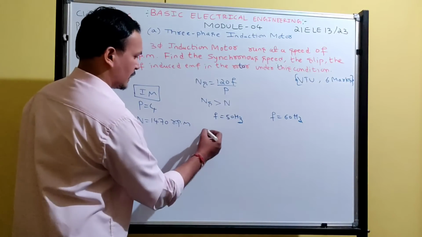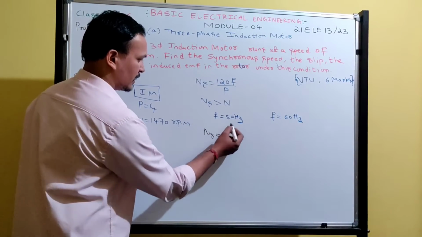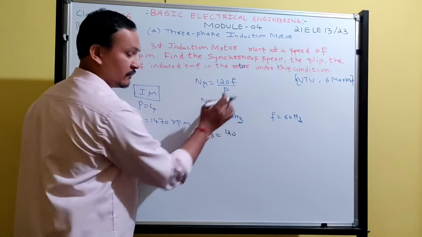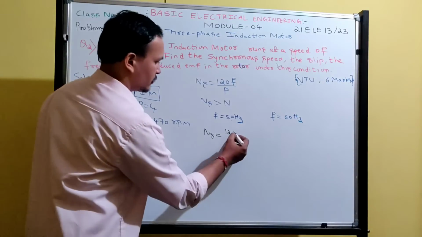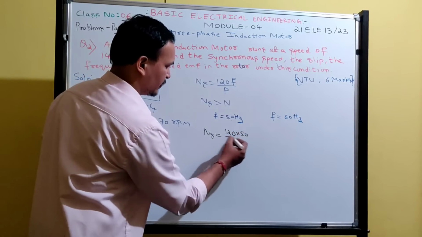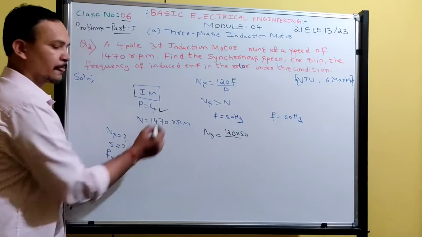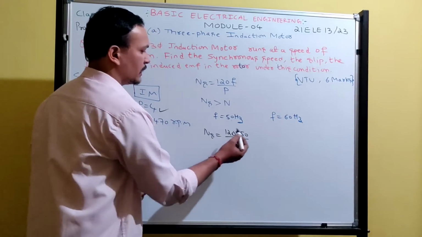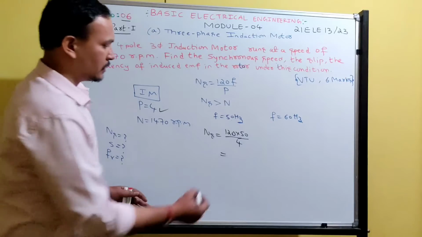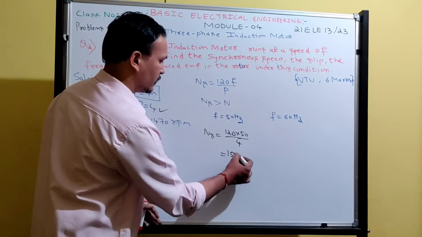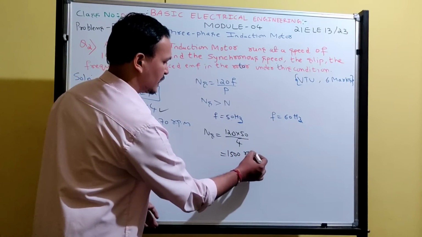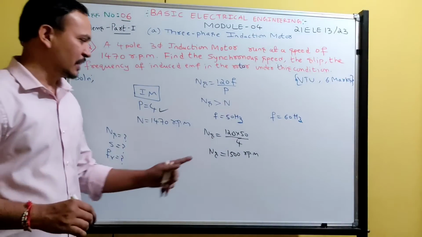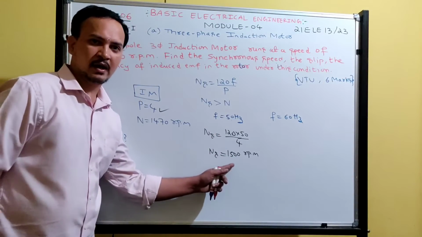Let's calculate Ns by taking f equal to 50. So in this formula, 120 into f equal to 50, divided by the number of poles, which is 4. 120 into 50 divided by 4, how much do you get? 1500. So this is the Ns value. So when I take frequency 50 Hz, I get Ns value 1500.